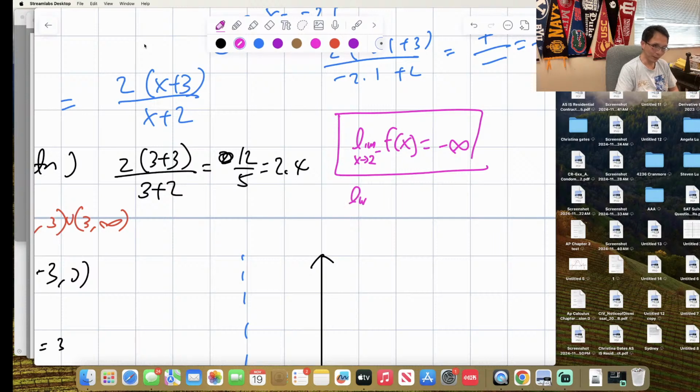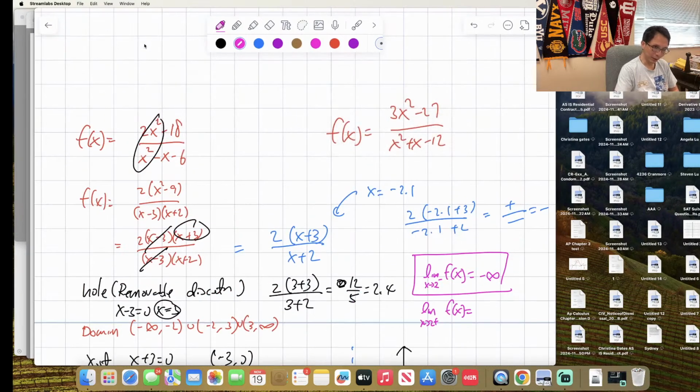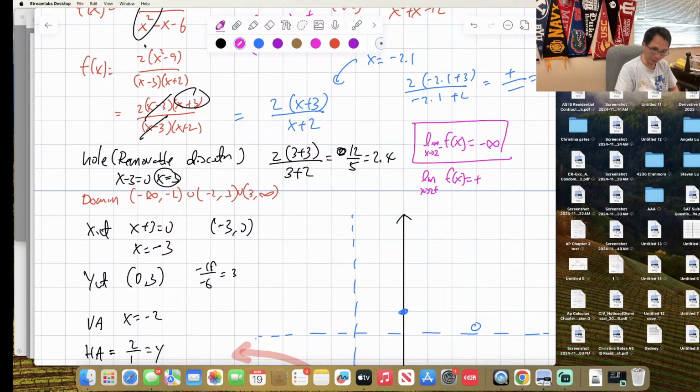What happened when the limit as x approaches 2 from the right? What do you think? Positive infinity? Do we know? We can try it though. We can plug in 1.9. So it'll be 2 times 1.9 plus 3 over 1.9 minus 2, and that's equal to positive over positive. So it's positive infinity. So this one is going to be positive infinity. If you draw it out, then it's going to be like this.